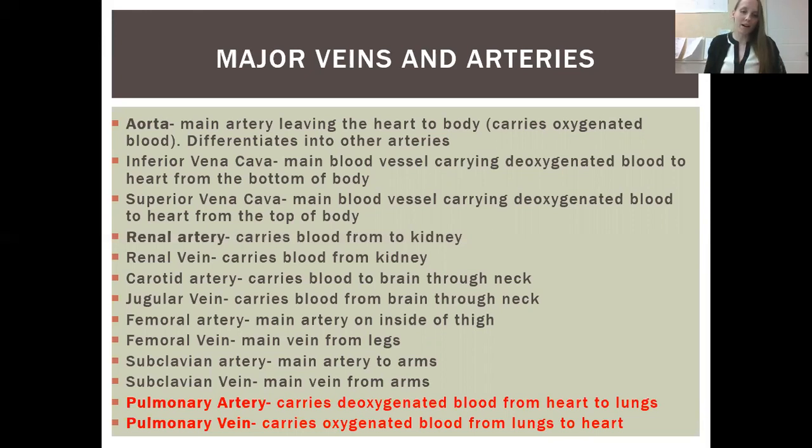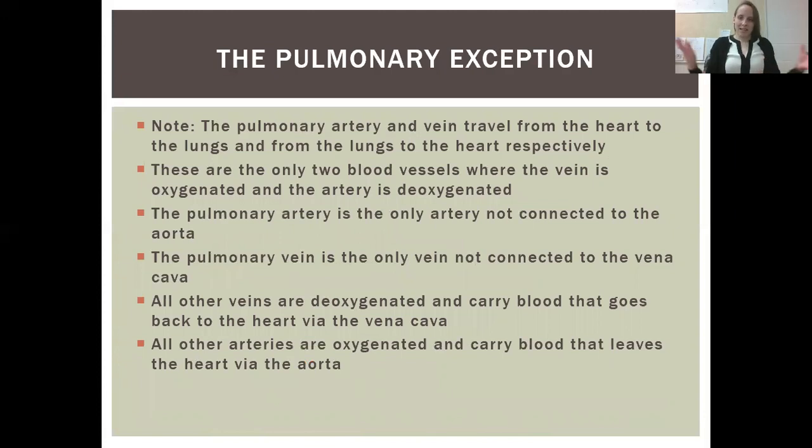And then the pulmonary arteries and veins, I've highlighted them here because they are the exception to the rule. The pulmonary artery carries blood away from the heart to the lungs. The pulmonary vein carries blood from the lungs to the heart. However, the pulmonary artery is the only artery that carries deoxygenated blood. Pulmonary vein is the only vein that carries oxygenated blood. So they're backwards from the normal arteries and veins in terms of what type of blood they carry. So that's the pulmonary exception.